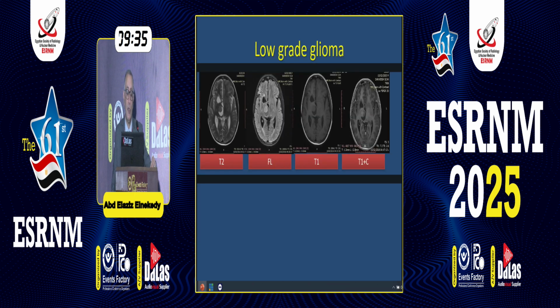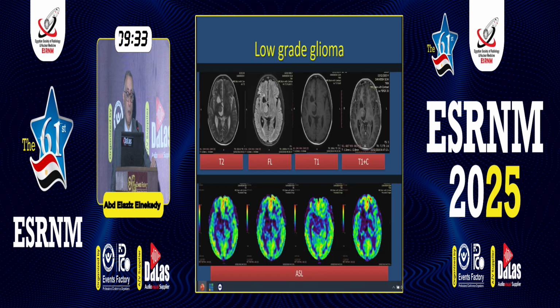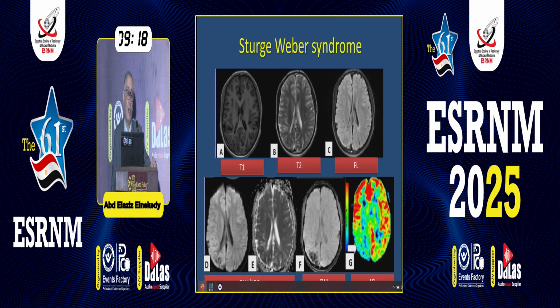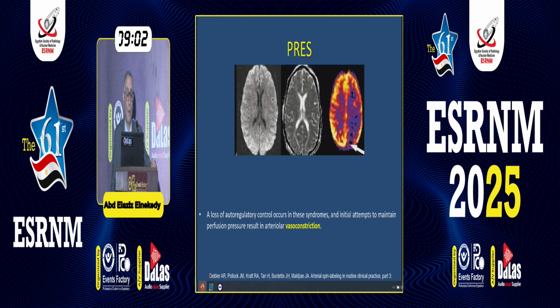In low-grade glioma, as you know, usually it is hypoperfused. The solid enhancing component is hypoperfused. In cerebral abscess, in spite of the enhancement of the wall, there is marked hypoperfusion. This is a case of Sturge-Weber syndrome. As you see, the area of atrophy in the right parietal lobe shows hypoperfusion, but take care, the drop of signal here may be due to calcification, which is associated with Sturge-Weber syndrome.